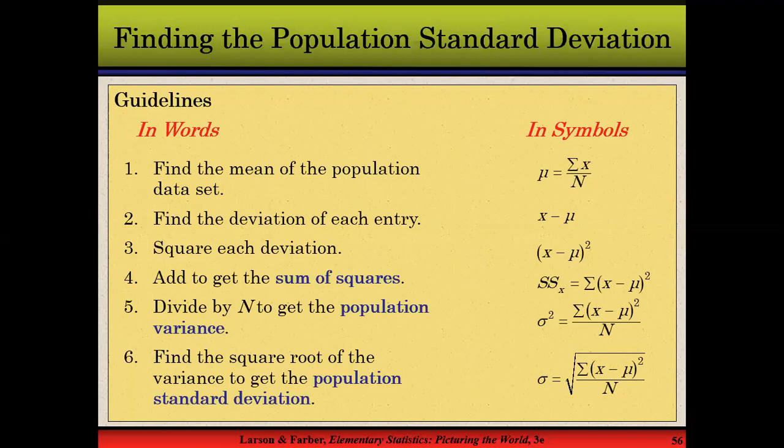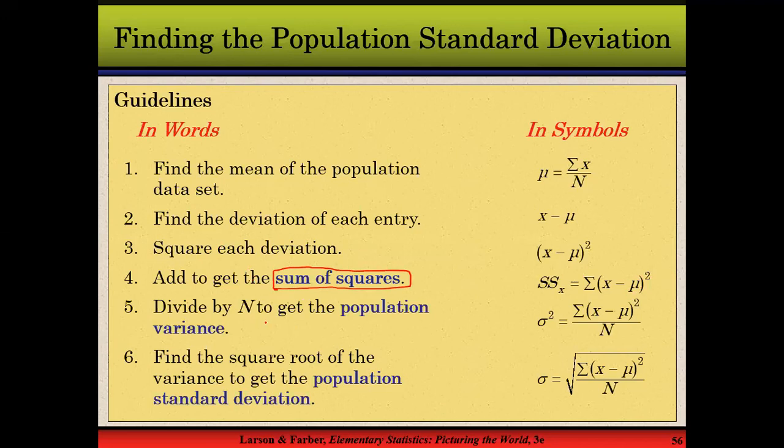Then we find the deviation of each entry in the data set. So every x is subtracted from mu, the average of the data set. Then we square that deviation. Each deviation is squared. And when we total up those squared deviations, we call it sum of squares. This is a concept which is used in ANOVA and regression also. So this is a very important concept, sum of squares, because we are summing up the squared deviations here.